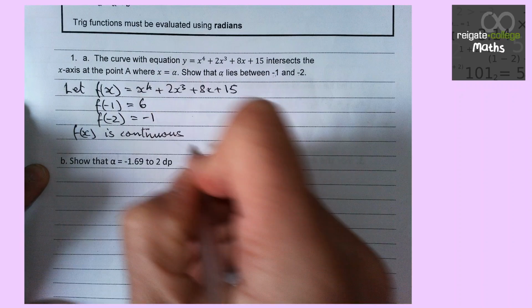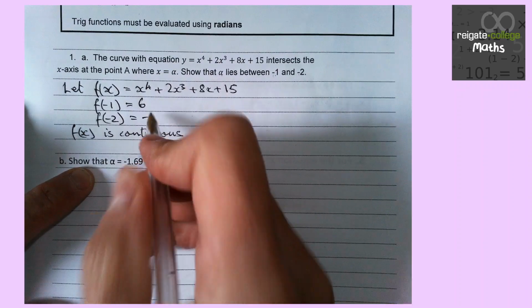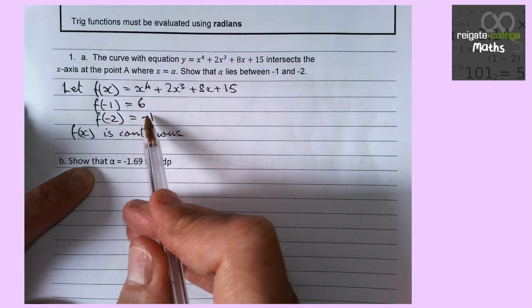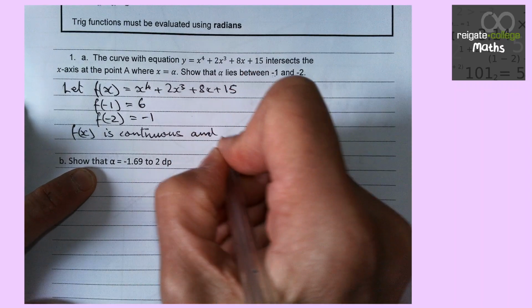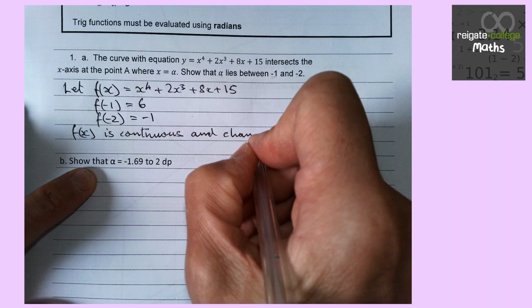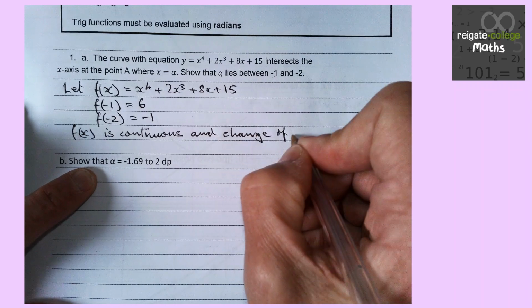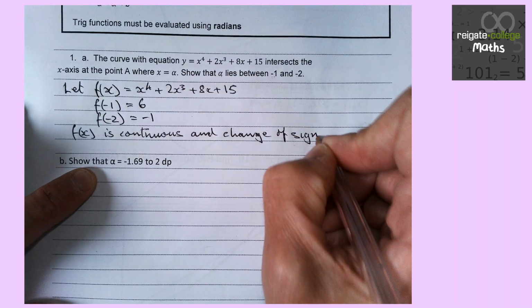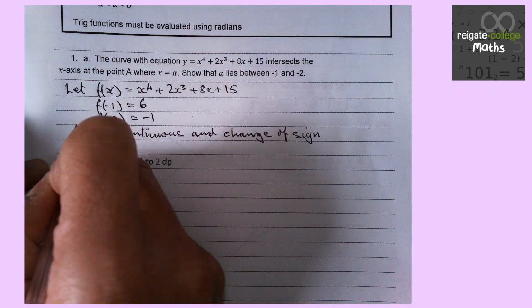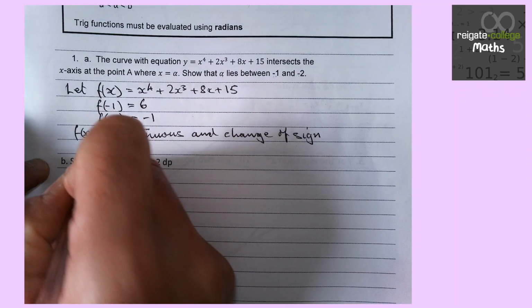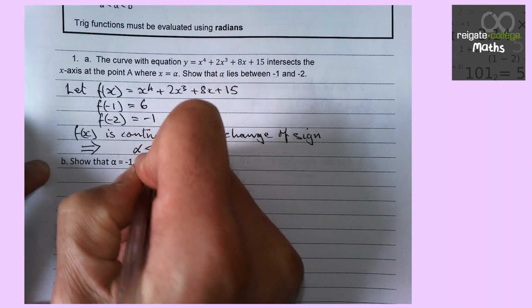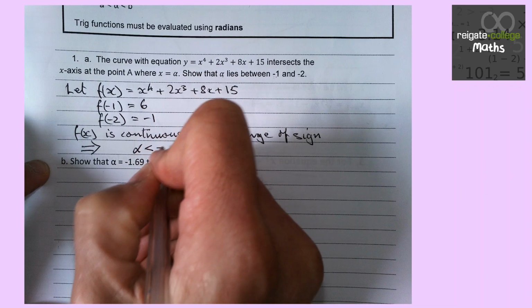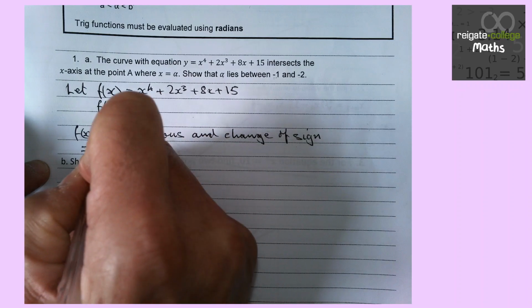Okay. And then what we're going to say is f of x is continuous, and there is a change of sign. So this is positive, this is negative, a change of sign. So that implies that alpha is less than -1 and greater than -2.